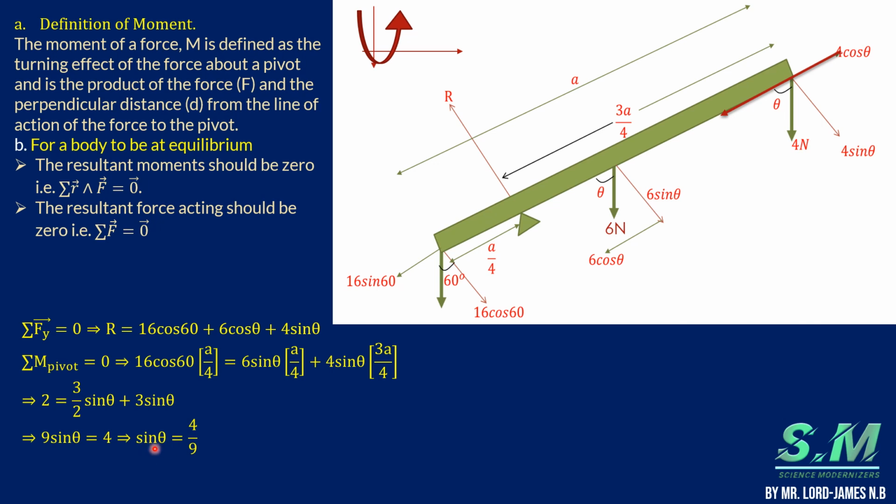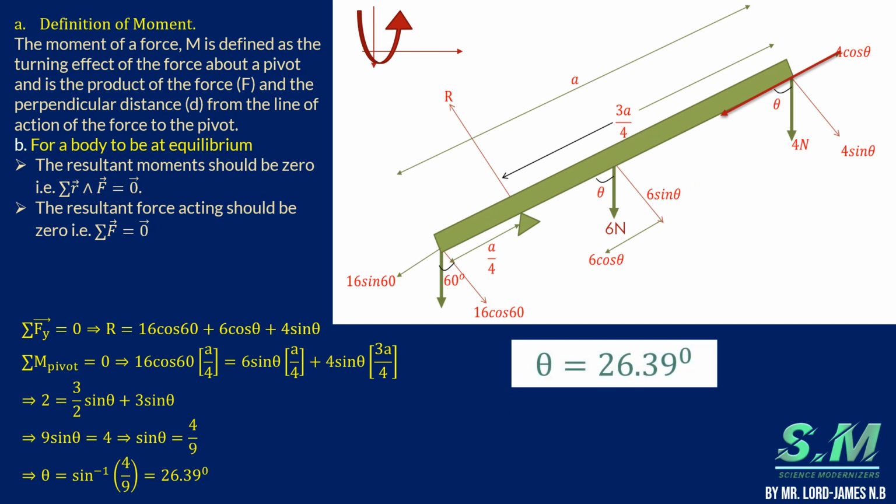For us to get the value of theta, you simply take the inverse sine function on both sides. So theta will be equal to sine inverse of 4 over 9, in which the numerical application gives us 26.39 degrees. So in general, for this system to be at equilibrium with these forces applied on the system, the value of theta should be 26.39 degrees.